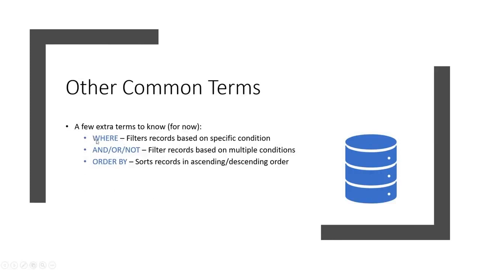One is where. Where filters records based on a specific condition, and you're going to see an example of this in a minute. We have and, or, not. They sound exactly like they are. They are conditional statements, and they filter records based on multiple conditions. Then we have order by, which sorts in ascending order naturally, or descending order if you specify.